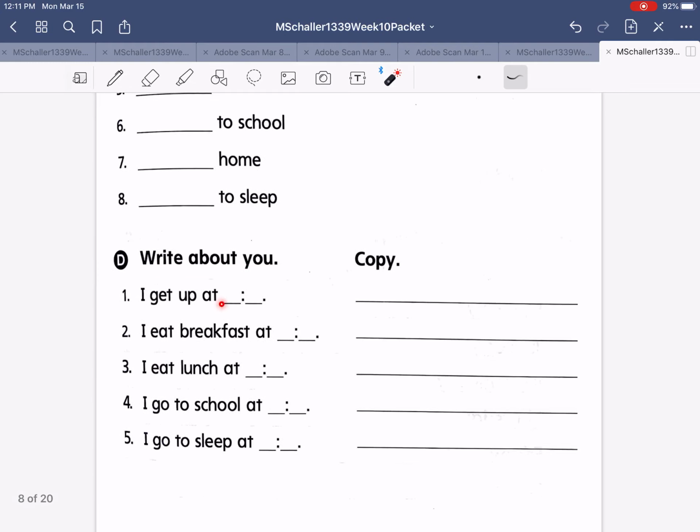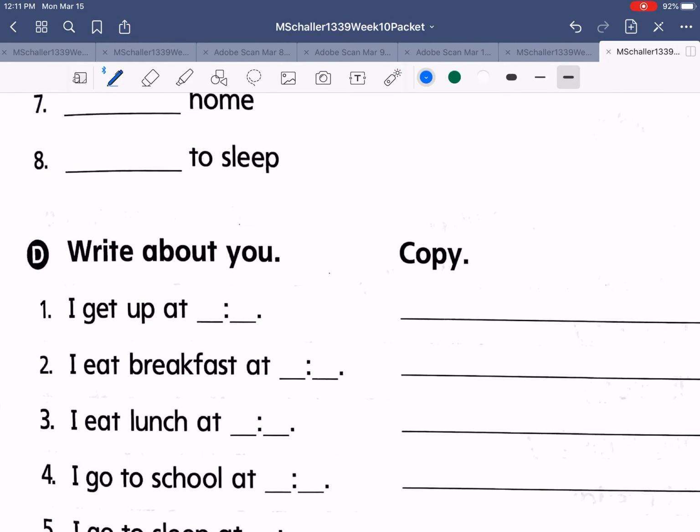So here we fill in times, we write times, and then here we copy the sentence. So for me, I have a late schedule. So I get up very late. I get up at 10 a.m. You probably know 10 a.m., so you write what time you get up. Maybe 6 o'clock, maybe 7 o'clock, maybe 8 o'clock, maybe 5 o'clock. For me, I get up late at 10 o'clock.